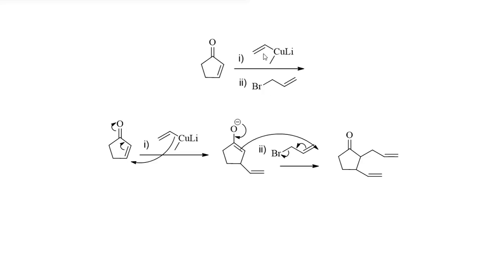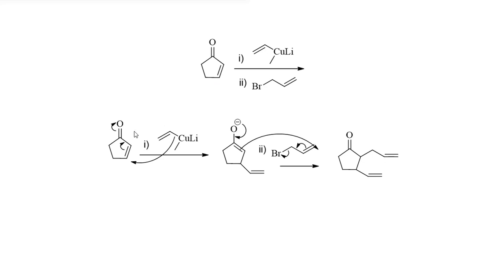This is another example of conjugate addition given by Gilman's reagent. It is an alpha beta unsaturated cyclic ketone which reacts with this unsymmetrical Gilman reagent. You can see here is a vinyl group and a methyl group in the first step, followed in the second step by the product reacting again with this allyl bromide. What would be the final product?